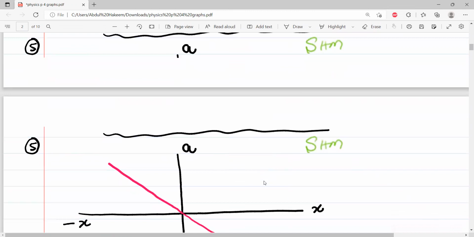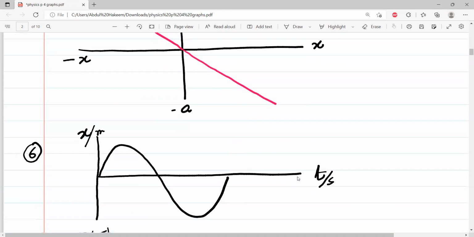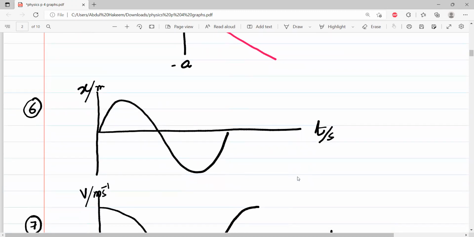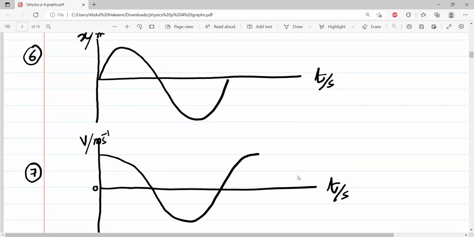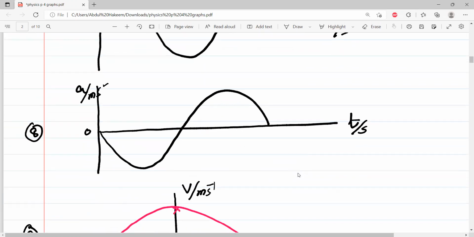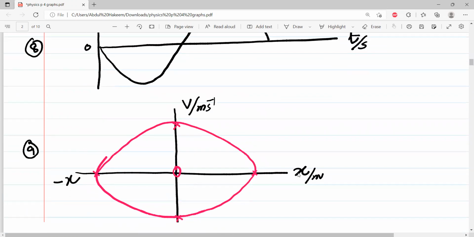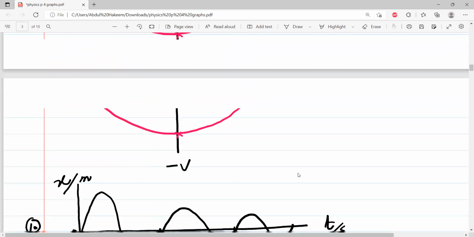And the next is about simple harmonic motion. This is the acceleration displacement graph. This is the displacement and time graph, and the motion is starting from the mean position. This is the velocity against time graph. This is the acceleration against time graph. And this is the velocity and displacement graph for simple harmonic motion.